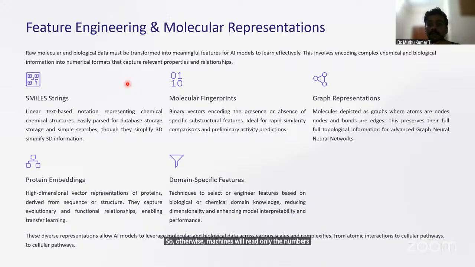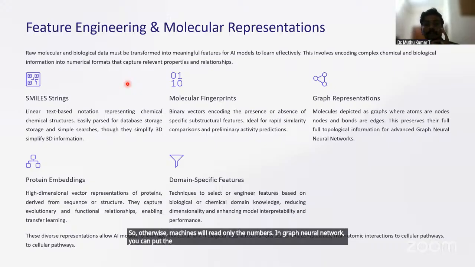In a graph neural network, you can put the image of the particular data sets and directly get the output. Yeah, that is graph representation.